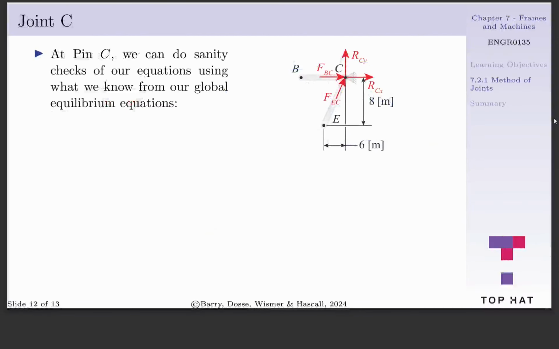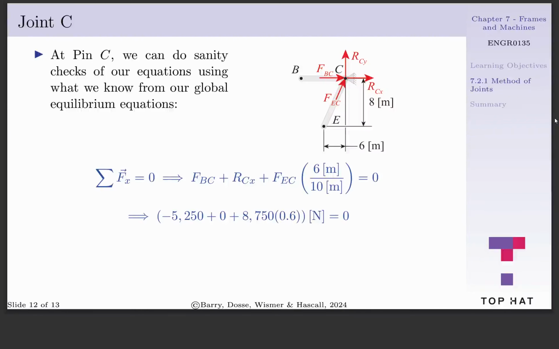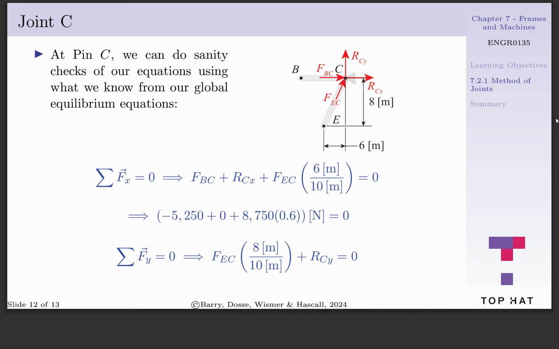But, as a sanity check, we'll analyze pin C using our global equilibrium equations. We see that we have FBC, FEC, RCX, and RCY acting on the pin. Starting with the sum of the forces in the x direction equal to 0, we have FBC plus RCX plus FEC times sine theta, or 0.6, equal to 0. Plugging in our known values, this gives negative 5,250 plus 0 plus 0.6 times 8,750 equals 0, which checks out.